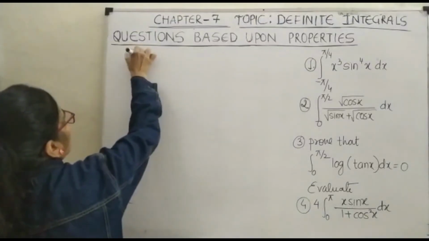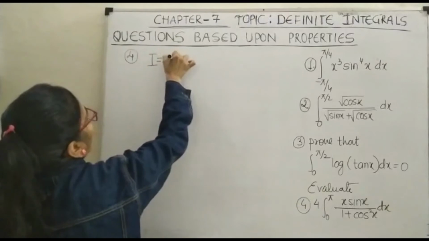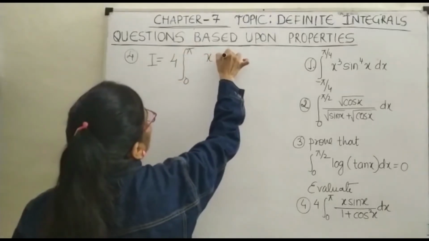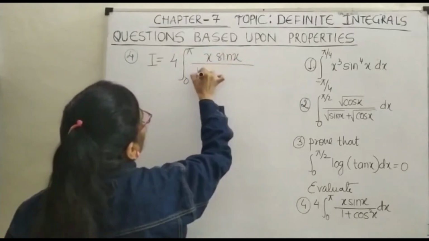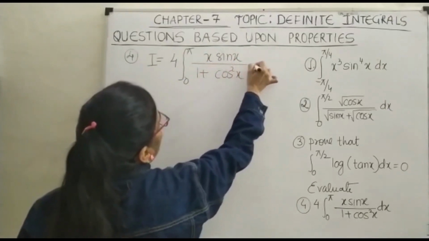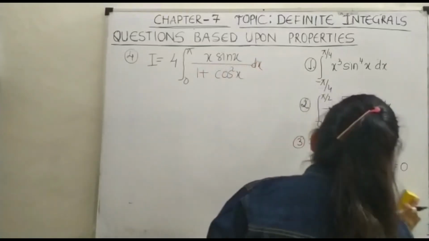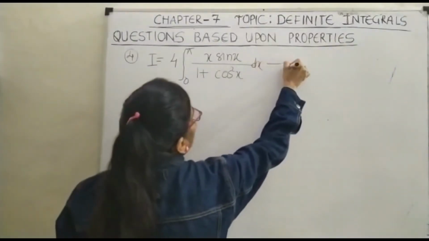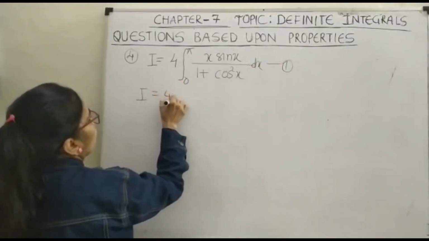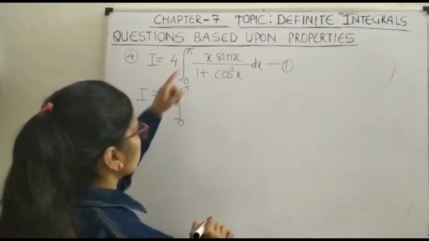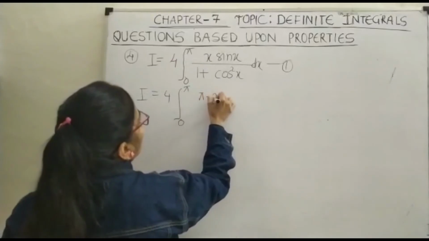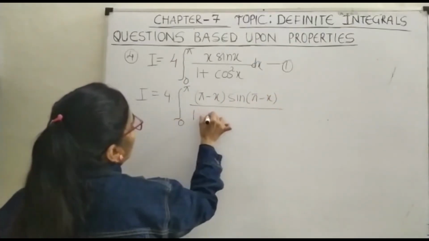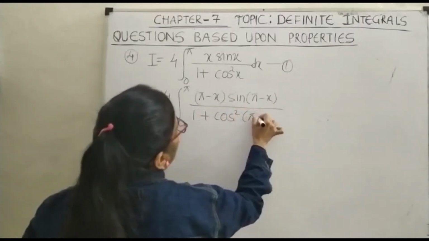Question number 4 is I is equal to 4 times the integral from 0 to pi of x sin x upon 1 plus cos square x dx. Okay. Now we'll use the property. Let this be equation number 1. I is equal to 4 times the integral from 0 to pi, where in place of x we write pi minus x, sin of pi minus x upon 1 plus cos square of pi minus x.